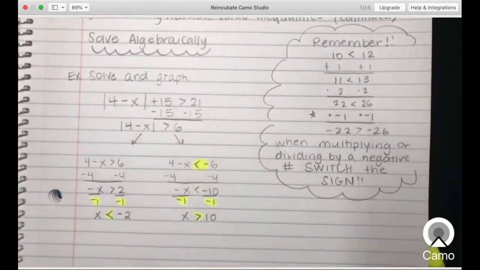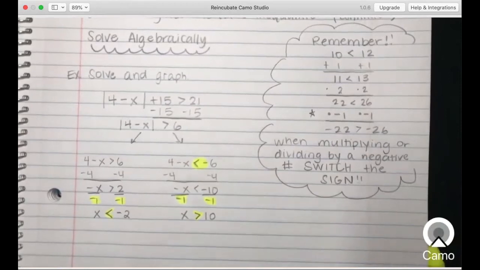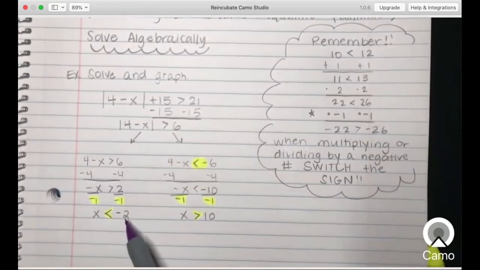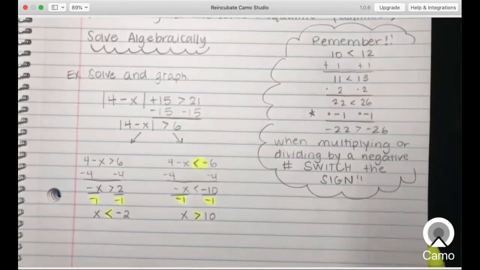Okay, so let's look at what our solution is. We have an x that is less than negative 2, and we also have x greater than 10. So think for a moment: are there any numbers out there that are less than negative 2, but at the same time, are greater than 10?